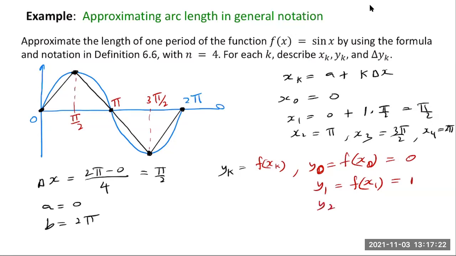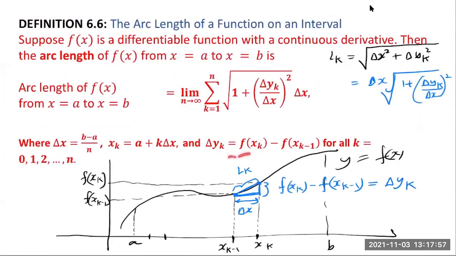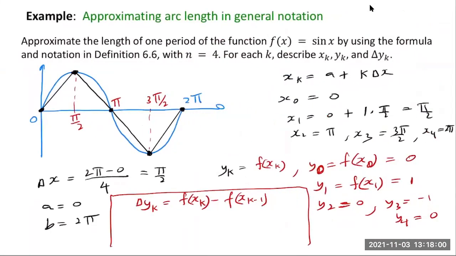So on and so forth, you will get y2 is equal to 0. y3 is equal to -1. y4 is equal to 0. And then what about delta yk? Can you compute delta yk? Well, we know by definition delta yk is equal to f of xk minus f of xk minus 1. That's the formula for delta yk. Okay. Now we can find all those values.